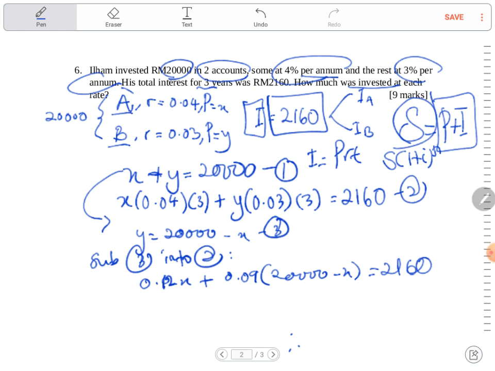Okay, I think that's all for question number 6. For question number 7, I will skip because I think everyone knows how to find out already, because we have the example in tutorial number 8, right?